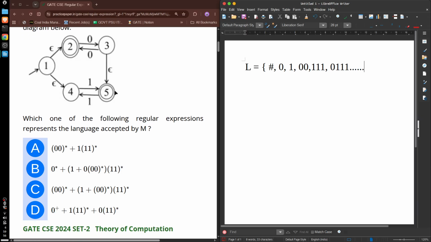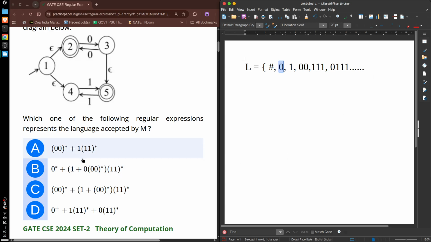So let's try to identify which of the regular expressions made this language, right? Let's go with the first language, so the first regular expression. If you see, you can see that this can make an empty string, correct? But can it make zero? No, this regular expression can't make a single zero. So that's why this is out of the question.